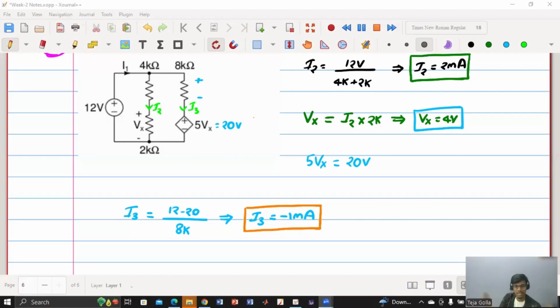So they are asking I1. So can someone tell what will be I1 in terms of I2 and I3?